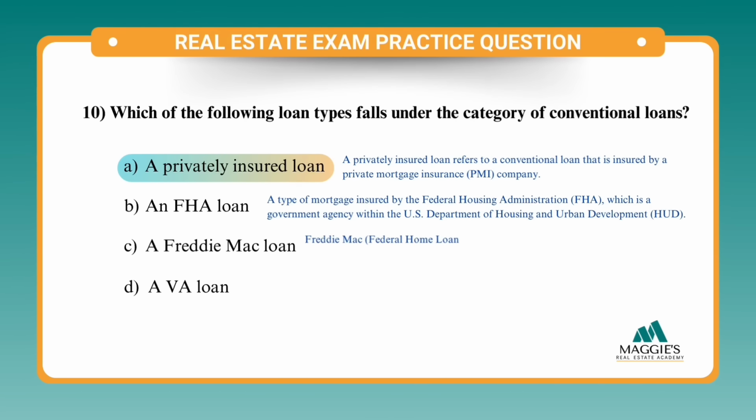Now, a Freddie Mac loan, okay, well, we all know Freddie Mac, or the Federal Home Loan Mortgage Corporation, is one of the two GSEs we just talked about, along with Fannie Mae. While Freddie Mac plays a role in the secondary mortgage market by purchasing and securitizing conventional mortgages, a loan directly from Freddie Mac would not be considered a conventional loan. Instead, it would be a loan that conforms to Freddie Mac's guidelines for purchase in the secondary market.